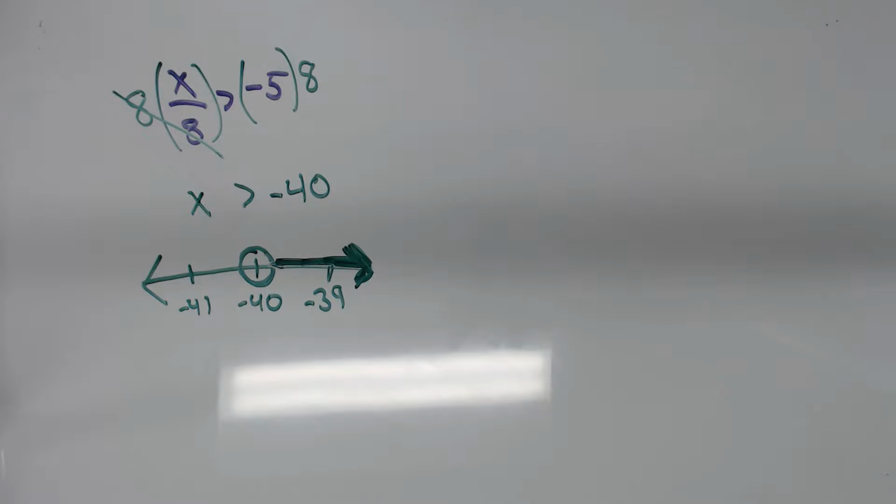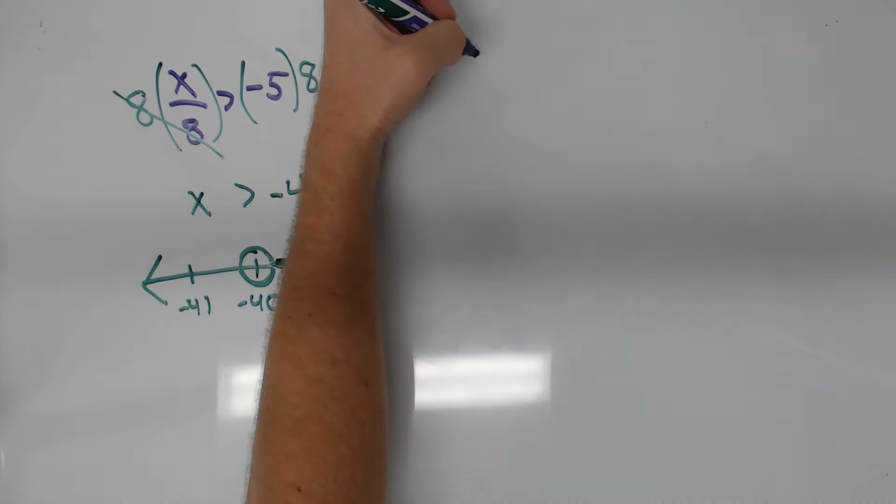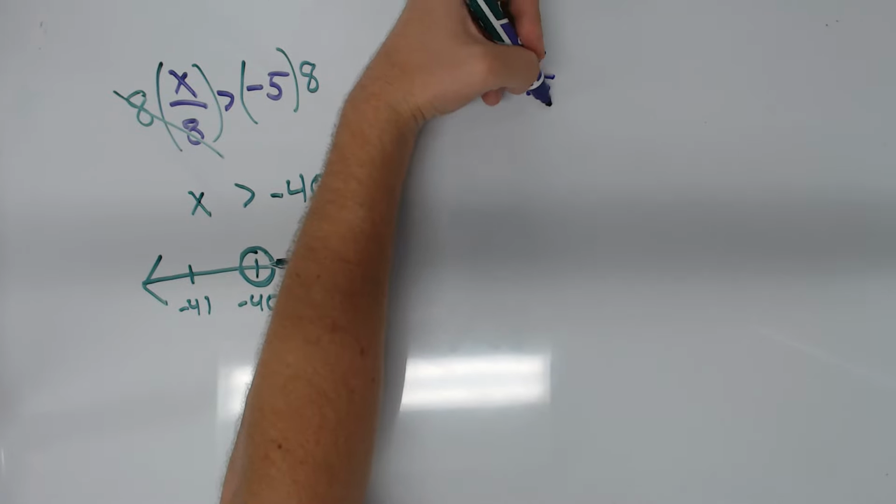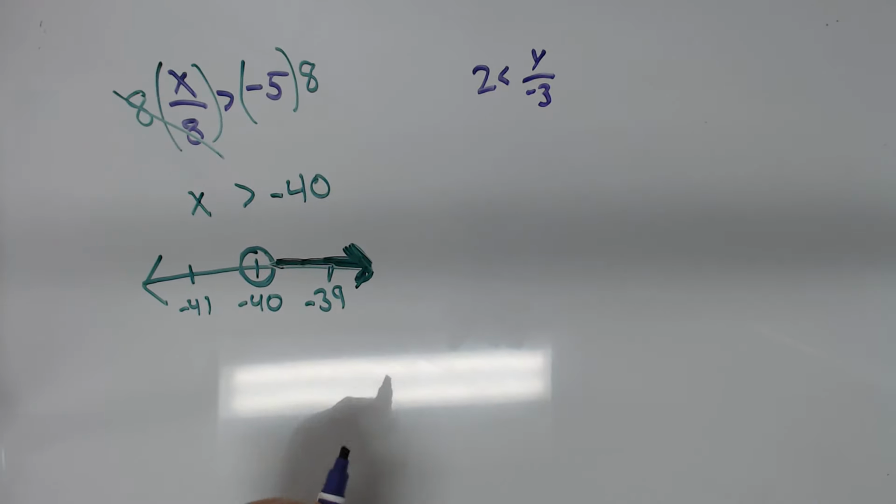All right. Now another problem. Let's say 2 less than y over negative 3. So I have to multiply again, but this time I'm multiplying by a negative 3.